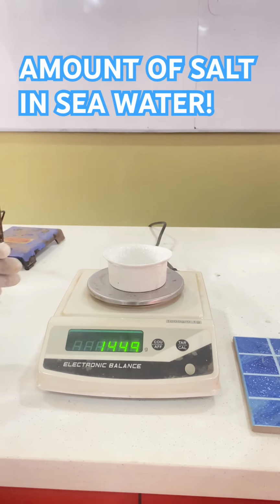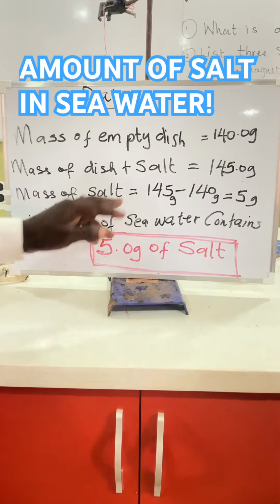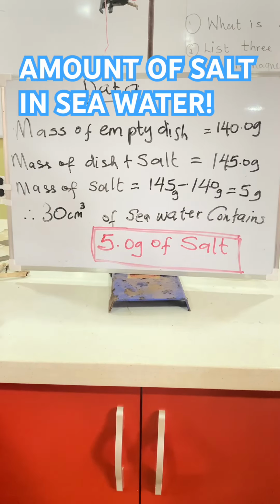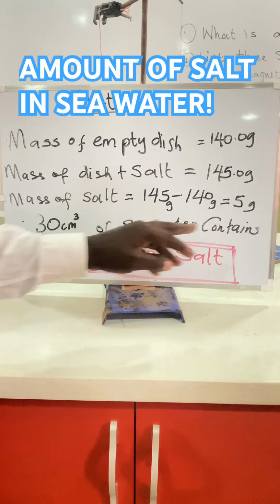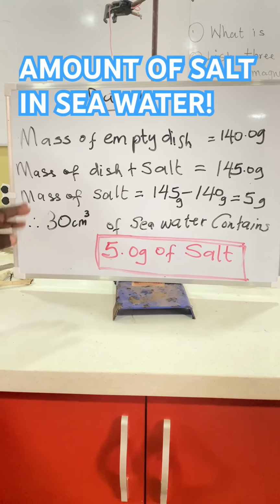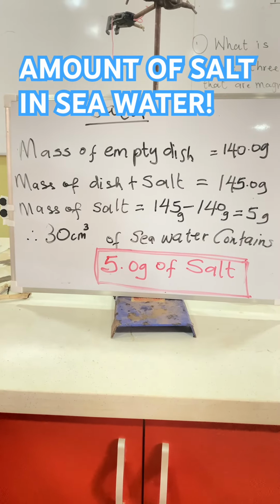Now the salt has crystallized in the evaporating dish. The empty dish was 140. The mass of the salt in the dish was 145. So when we do the subtraction, we take 140 from 145 to get 5 grams. Therefore, 30 centimeter cube of seawater contains 5 grams of salt. Thank you.